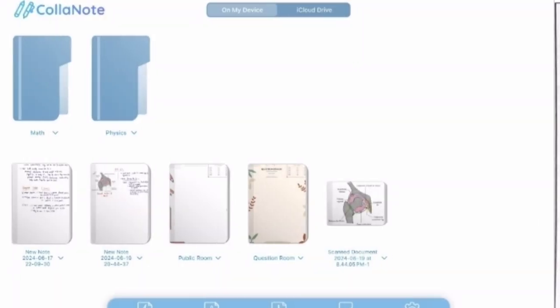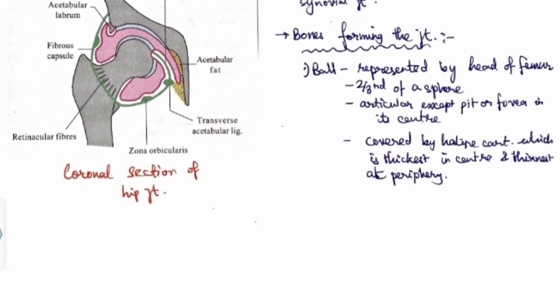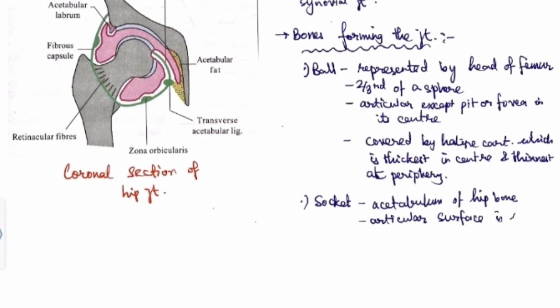Let's go back. Socket. As I told you, first we talked about the ball, now we'll talk about the socket. What's the socket? This is the socket. The acetabulum of the hip bone. The articular surface is horseshoe shaped, as I showed you. Lunate surface. Thickest is the posterior superior part.